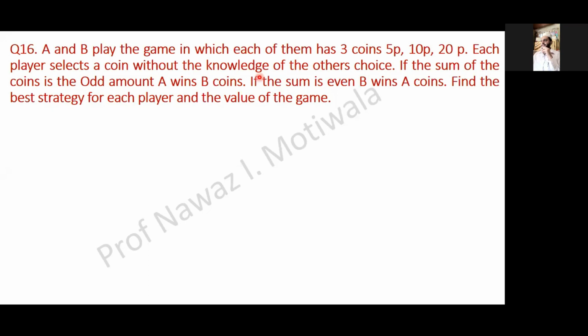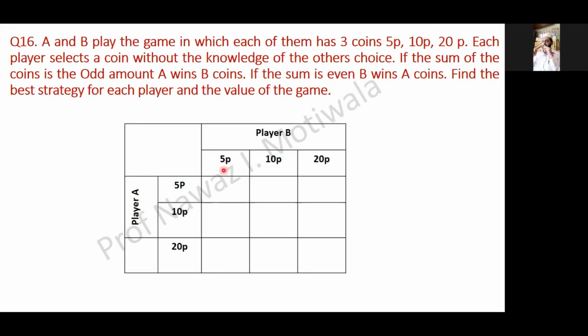So we can see here there are 3 different strategies for each of them. So I will first make the matrix with 3 strategies like this. So we can make a matrix like this. Player A has 3 coins, 5 paise, 10 paise, 20 paise. Similarly, player B has 3 strategies, 5 paise, 10 paise and 20 paise. Now what value should come in the matrix? So let us start with this first part.